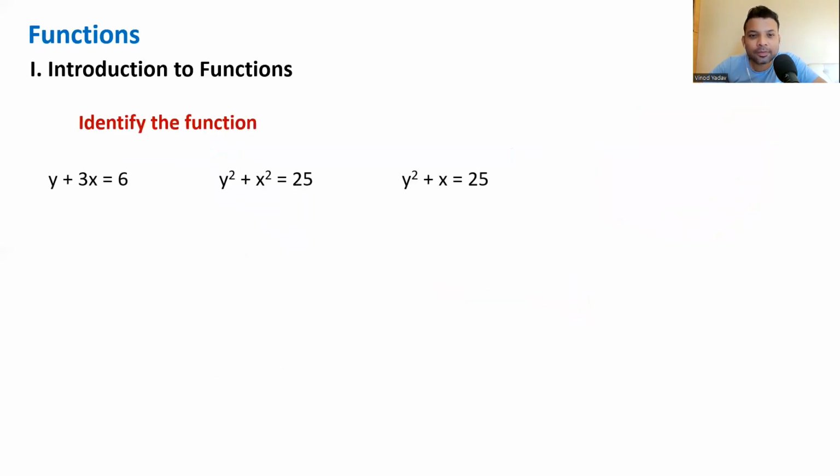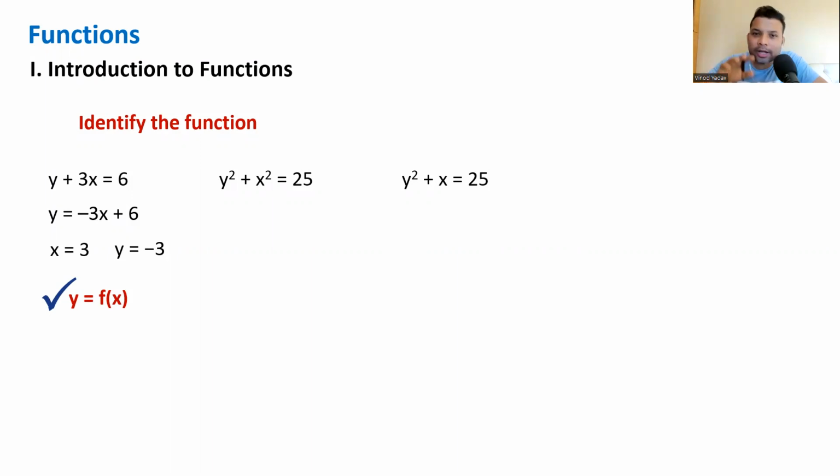Okay. Let's see. Identify the function through these three examples. First one. So y is equal to minus 3x plus c. You can write it as, right, a linear function, straight line. For every input, there will be only one output, isn't it? Okay. So this will be a function, right? So for every input, you'll always see only one output. So here, y is a function of x.